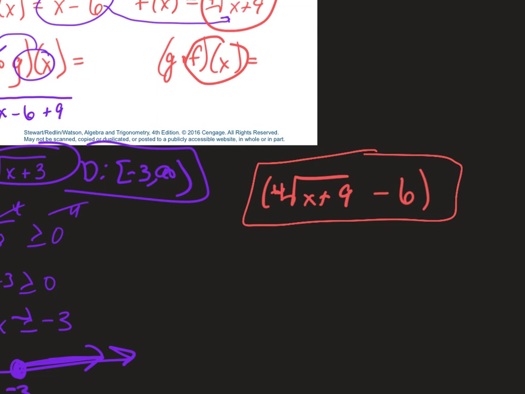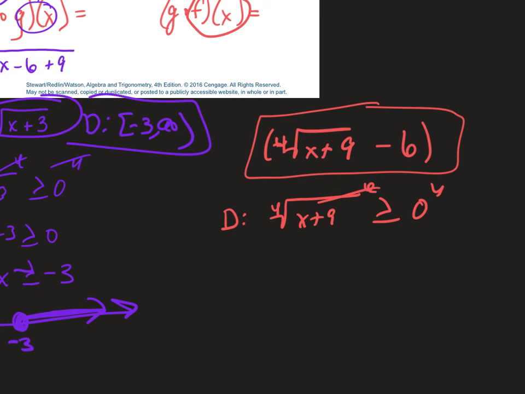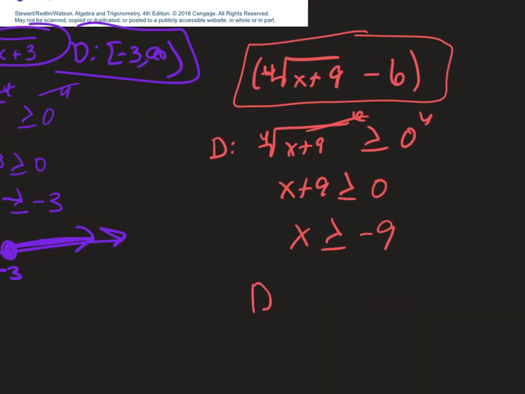It cannot be a negative number, right? So I have to say for my domain, okay, the 4th root of x plus 9 has to be greater than or equal to 0. So 4th root on both sides, x plus 9 has to be greater than or equal to 0. So x has to be greater than or equal to negative 9. How would I write that as a domain? I need all the stuff that's greater than or equal to negative 9. What would that be?